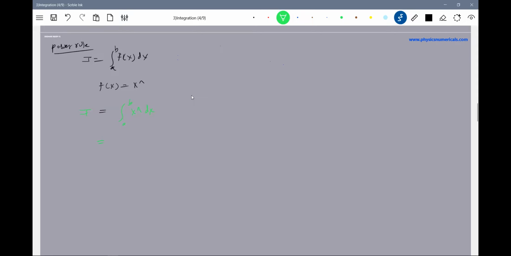What is the value of the integral of this one? It's given by the formula x to the power of n plus 1 by n plus 1, with the lower limit and upper limit. Further, keep this 1 by n plus 1 as it is. Now substitute the upper and lower limits. So I should become equal to 1 by n plus 1, b to the power of n plus 1 minus a to the power of n plus 1.